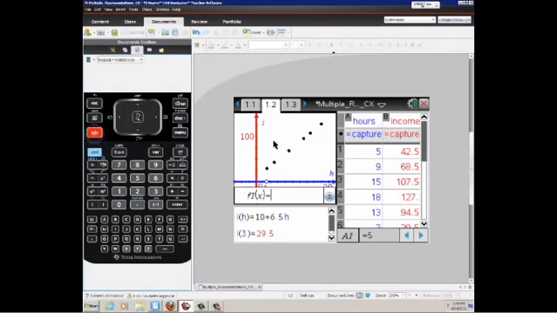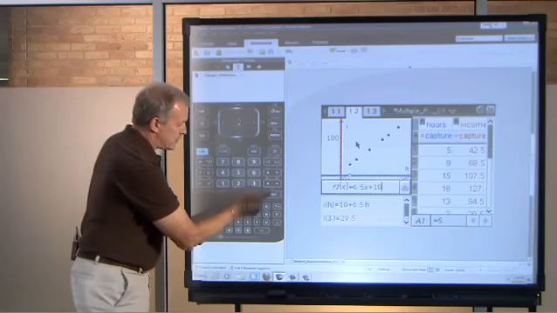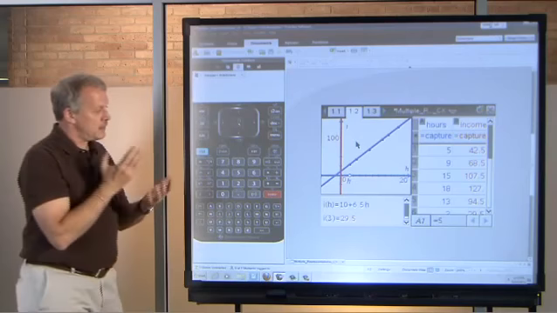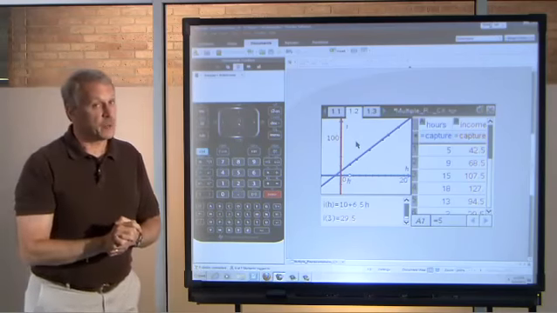So I'll press the Tab key so that the function input line pops up. And it notices f1 of x. It's in terms of x, not in terms of h or I. And so I know that 6.5x plus 10 seems to be the equation that would model this. Press enter. And you can see that it fits pretty well.